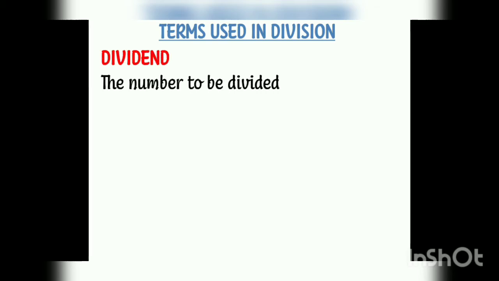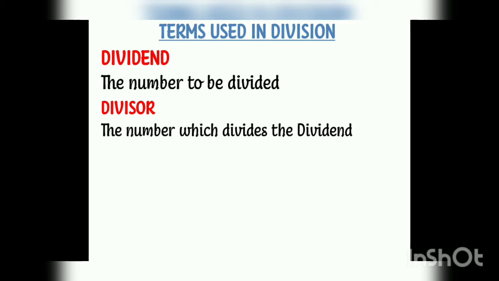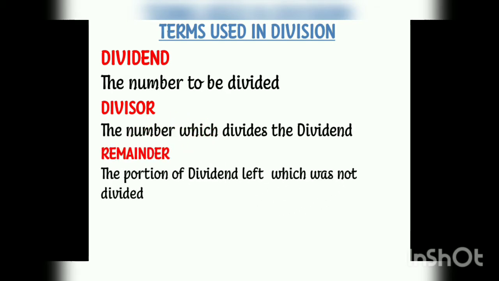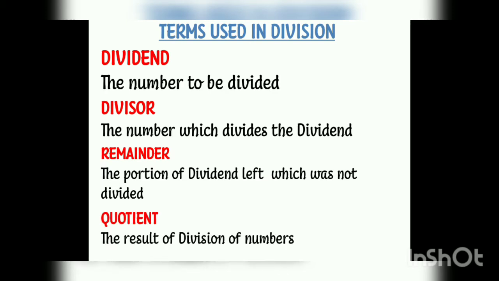Now let's see which terms we are using in division. Here is the first term, dividend. Dividend is the number to be divided. Next term is divisor. Divisor is that number which divides the dividend. Next is remainder. The portion of dividend left which was not divided. Last but not the least, quotient. The result of division of numbers is known as quotient.